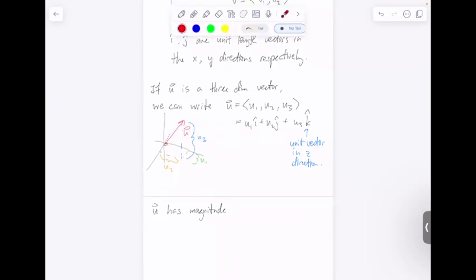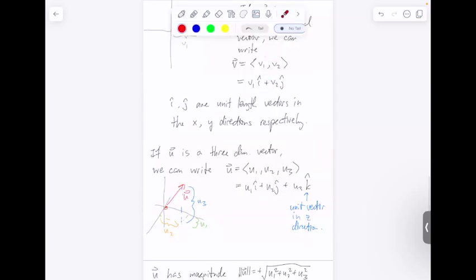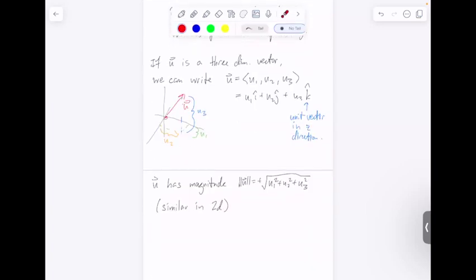Once again, this is none other than the usual 3-dimensional coordinate system. You want to find the length of this hypotenuse, so you use the same formula, and you find the distance from the arrowhead to the tail, which is the origin. So this is the magnitude. It's the positive square root of u1 squared plus u2 squared plus u3 squared. And this is similar in 2 dimensions. In 2 dimensions, you only have 2 components to worry about, so there are just these first 2 terms. There's no third term here.